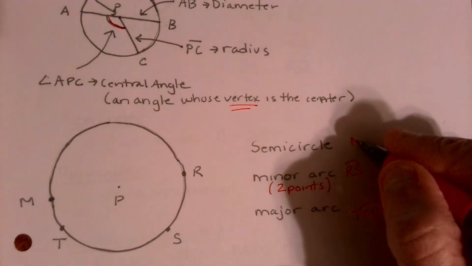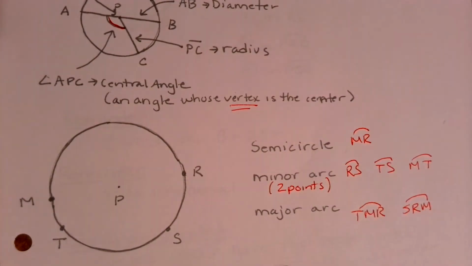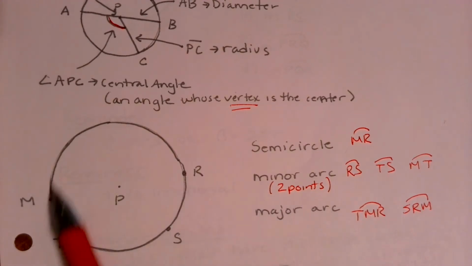A semicircle can be labeled with 2 points because they're directly across from each other. So when you go to the other side, it doesn't matter which route you take. See, in this one, you want to make sure for the major arc, you have that middle point. Otherwise, if you went just TR, you could have taken the shortcut. But when you're saying a major arc, you need that middle one so you know to go the long way around.